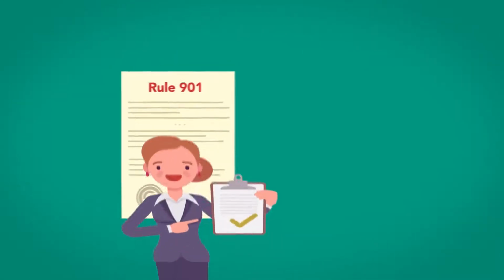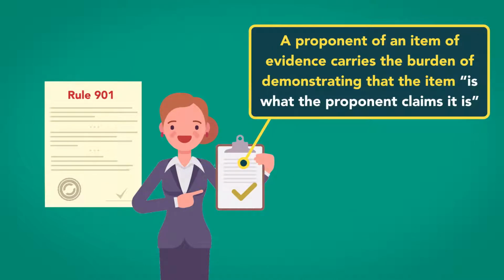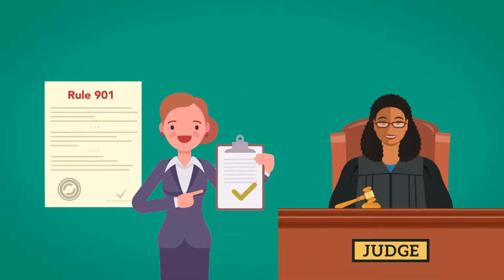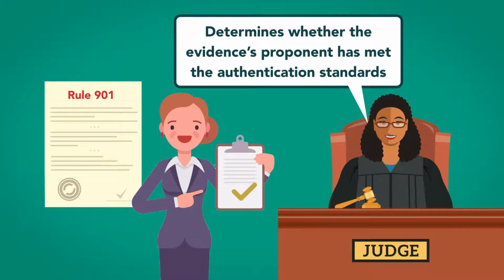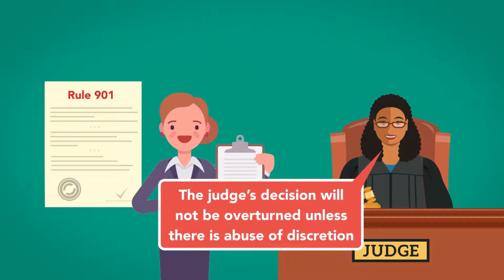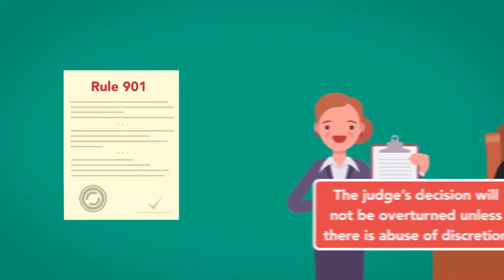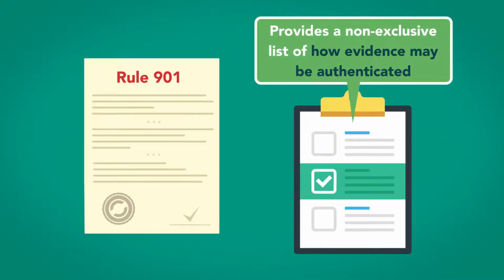Rule 901 explains how a proponent of an item of evidence carries the burden of demonstrating that the item is what the proponent claims it is. The trial judge determines whether the evidence's proponent has met the authentication standards. The judge's decision will not be overturned unless there is an abuse of discretion. Section 901 provides a non-exclusive list of how evidence may be authenticated.